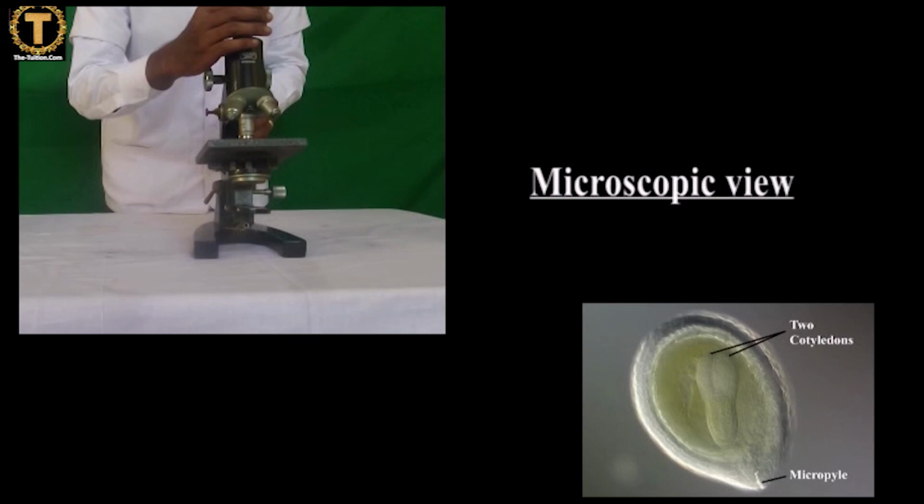Observation. The seed has a small pore called micropyle. It is a dicot seed, that is, the seed has two cotyledons. The embryo axis shows radicle and plumule. The radicle is the future root and the plumule is the future shoot. The food is stored in cotyledons.